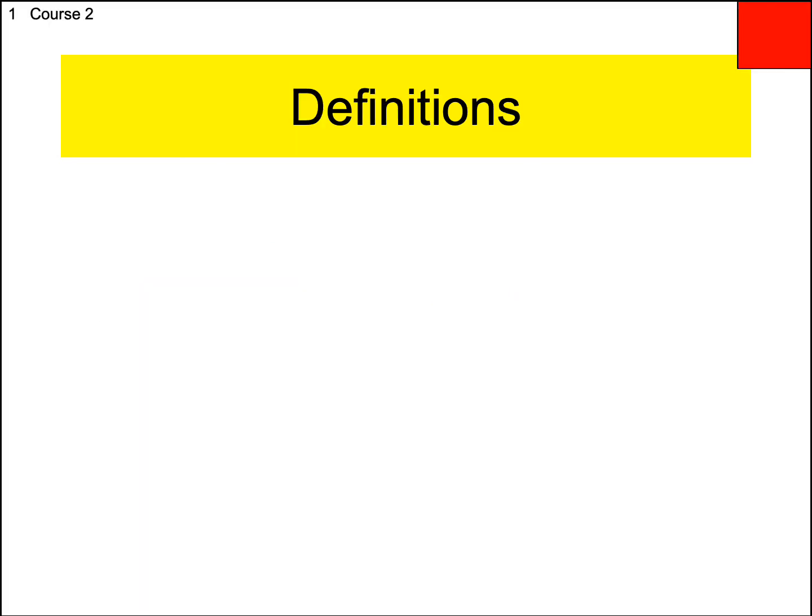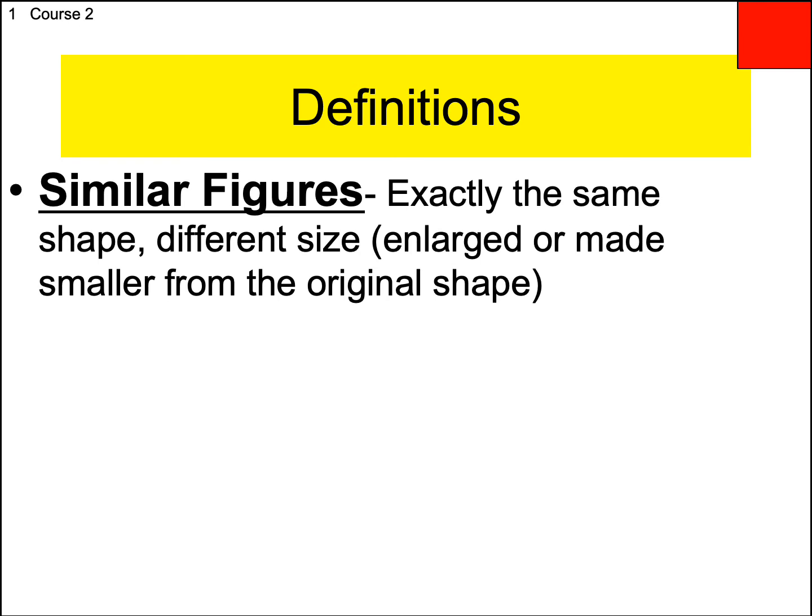So let's write down the actual mathematical definition. Similar figures have exactly the same shape, just a different size, enlarged or made smaller from the original shape. So that's our math definition that we're going to work with. It means exactly the same shape. If you have an equilateral triangle, you're still going to have an equilateral triangle once you make it larger or smaller. You don't turn it into a right triangle if it's equilateral. So for instance, if I have triangle ABC and I make it larger, we can't call it triangle ABC anymore. We have to give it a new name, so maybe DEF.